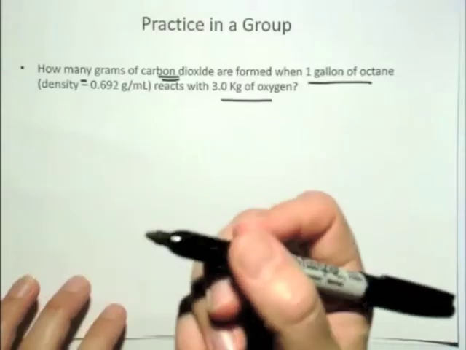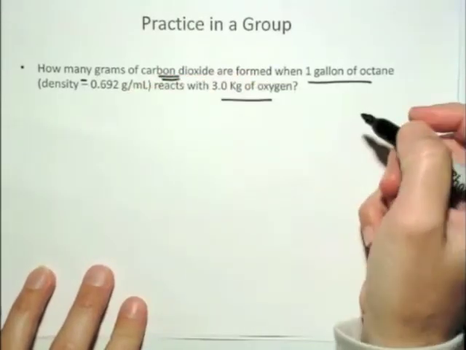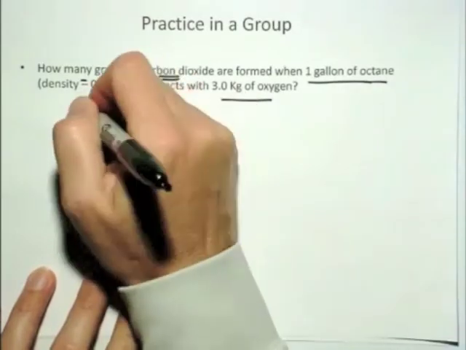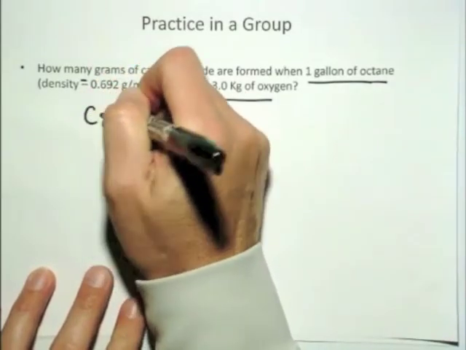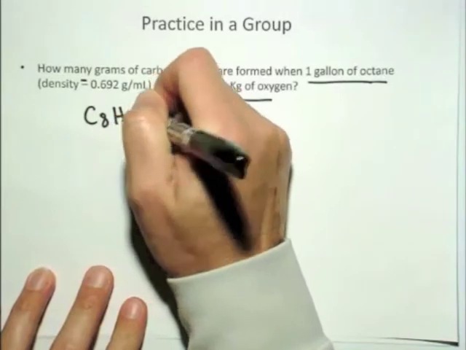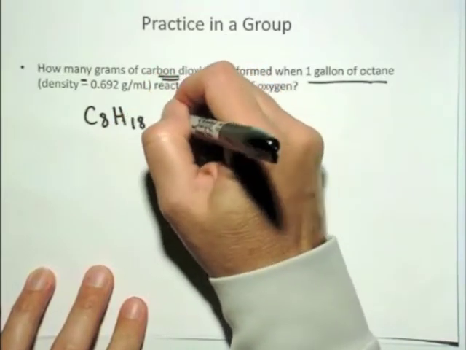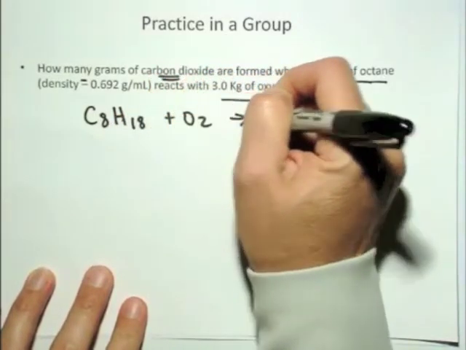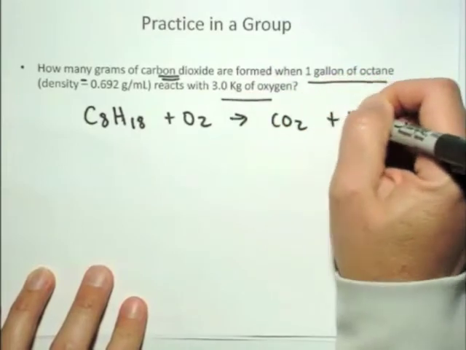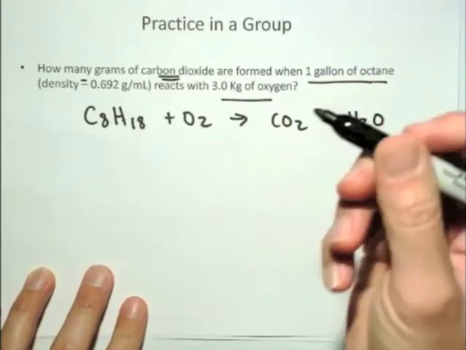Okay, I trust that you tried it in your group. The first thing you have to do is you should know what octane is, and you ought to be able to write down a balanced chemical equation. So the formula for octane is C8H18, burns in oxygen to give carbon dioxide plus water. That's your combustion reaction here. You need to balance it.